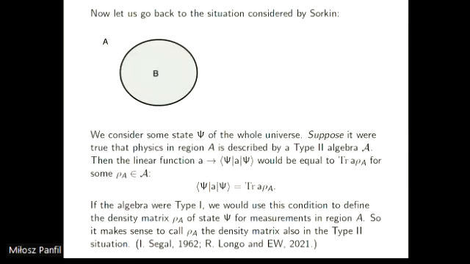So let's go back to the situation first considered by Sorkin. We consider some state psi of the whole universe. Suppose it were true that the physics in region A is described by a type 2 algebra, curly A. Then the linear function that takes A to its expectation value in the state psi would be the trace of A times rho sub A for some rho A in the algebra. That's the condition that in ordinary quantum mechanics for a type 1 algebra we use to define the density matrix of the state psi for measurements in region A. So it makes sense to call rho sub A the density matrix also in the type 2 case.